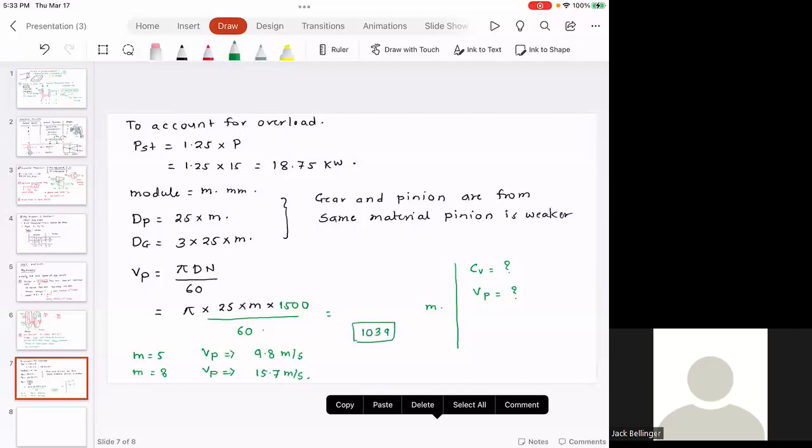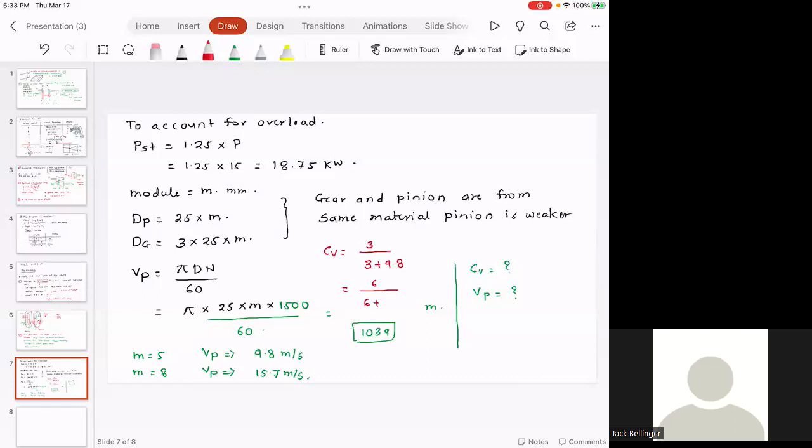Can you see that there is something called ordinary cut gears 12.5, and there is something called very accurately cut gears and ground metallic gears operating up to 20 meters per second. Do you agree with me? So you have a choice. And I will do this exercise just for this very first problem. CV is equal to 3 divided by 3 plus 9.8. And you have CV is equal to 6 divided by 6 plus 15.7.